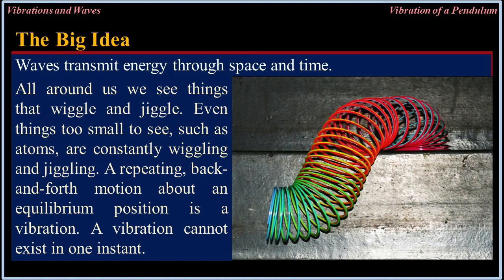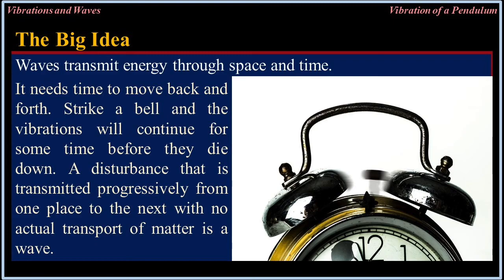A repeating back and forth motion about an equilibrium position is a vibration. A vibration cannot exist in one instant. It needs time to move back and forth. Strike a bell and the vibrations will continue for some time before they die down.